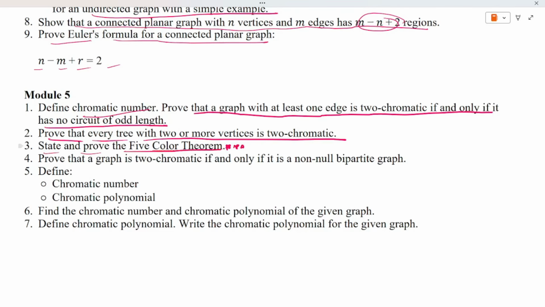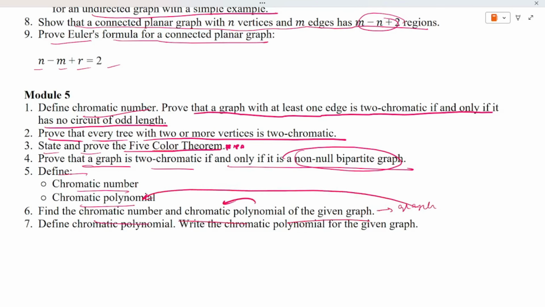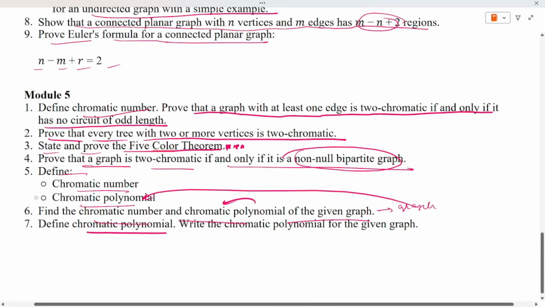It is repeated a lot. And prove that a graph is 2-chromatic if and only if it is a non-null bipartite graph, and define chromatic number, define chromatic polynomial, and find the chromatic number and chromatic polynomial for a given graph. The given graph means you have to find the chromatic number and chromatic polynomial. You have to learn this very carefully because it is the most repeated. And define chromatic polynomial, which you have studied already, and write the chromatic polynomial also for the given graph.